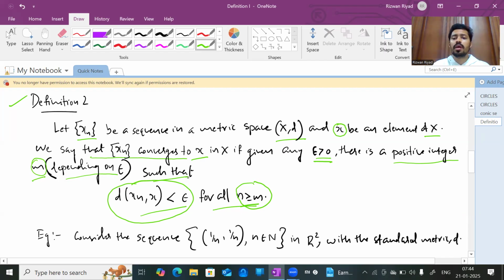This will happen if you take any epsilon, whatever small that epsilon can be, it can be 0.1, it can be 0.001. If epsilon is 0.1, you will find an m such that this will happen. If epsilon is 0.01, then also you will find another m such that this will happen. If epsilon is 0.0001, for any positive epsilon, you can always find a positive integer m. When n is greater than that m, the distance between all the terms of that sequence and that particular x will be lesser than that epsilon. This is the definition of converging sequences. I hope it's clear.